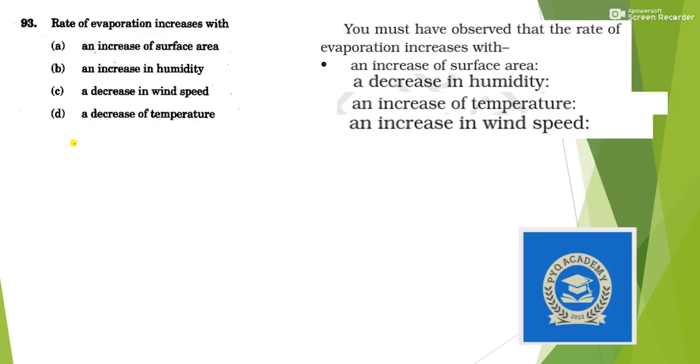Okay. Next question is rate of evaporation. This concept was asked earlier. Rate of evaporation depends upon these things, and it increases with an increase in surface area, so this is correct. A decrease in humidity? Increase in humidity will decrease the rate of evaporation, so no. A decrease in wind speed, no. Increase in wind speed will increase the evaporation. And a decrease in temperature, no. Increase in temperature will increase the evaporation. So our answer is option A.